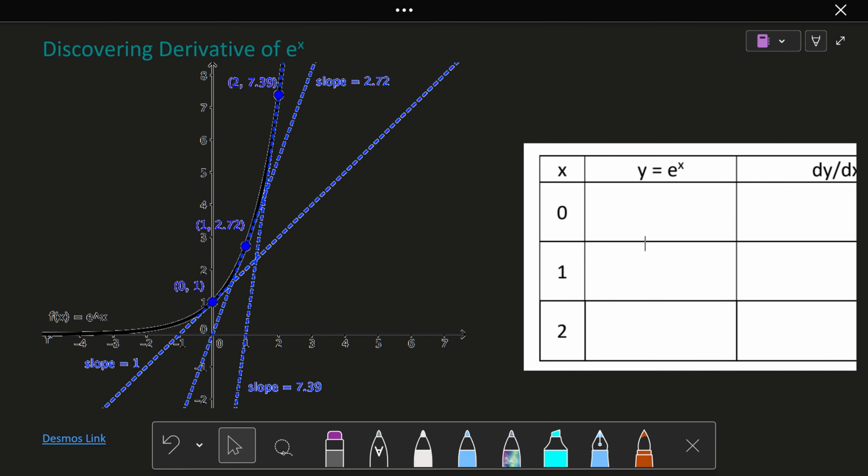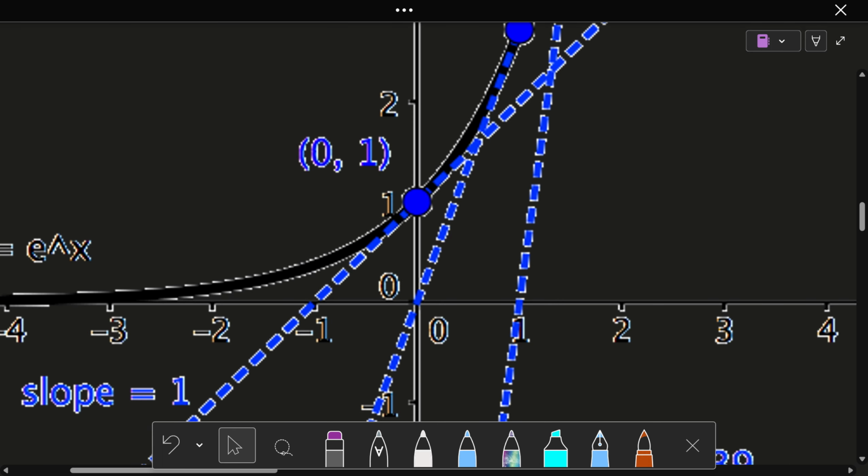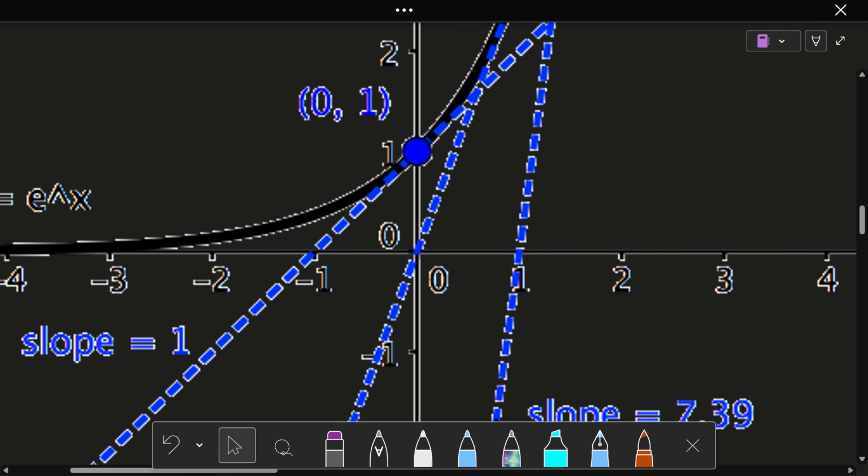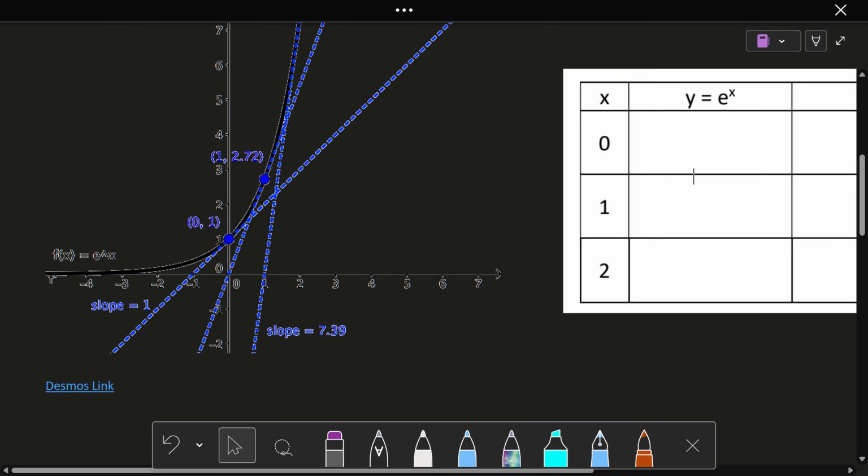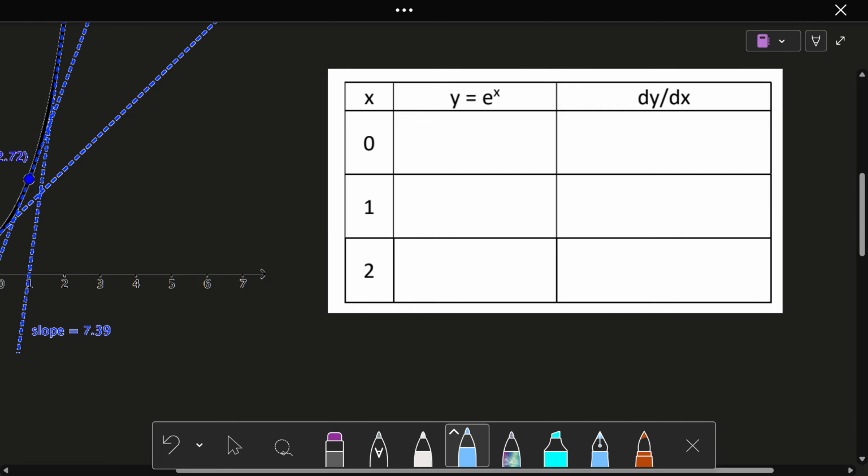We'll start with the easy case where x is equal to 0. We know when x is equal to 0, y is equal to 1. That's what anything to the power of 0 is. But take a look at that slope. If we follow the tangent line at (0, 1), we can see it actually has a slope of 1. So the y value is 1 and my slope is 1. I'll fill out my chart: when x is 0, y is 1, and the derivative, or the slope of the tangent, is also 1.